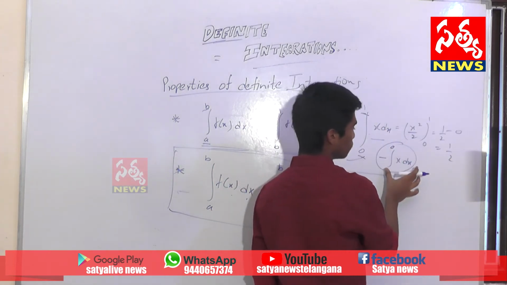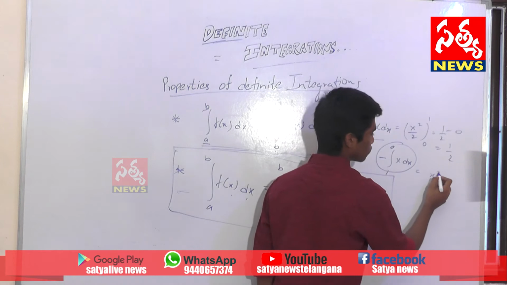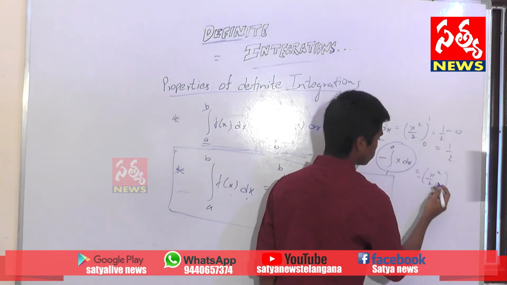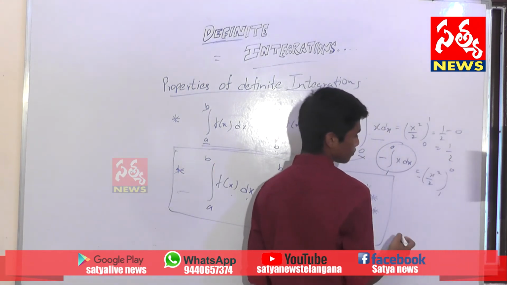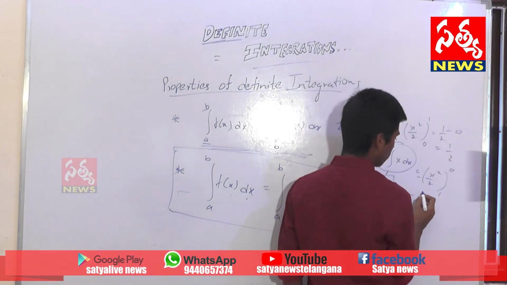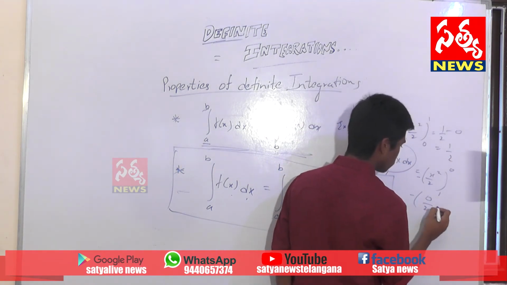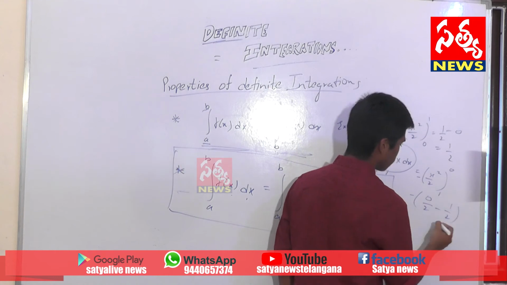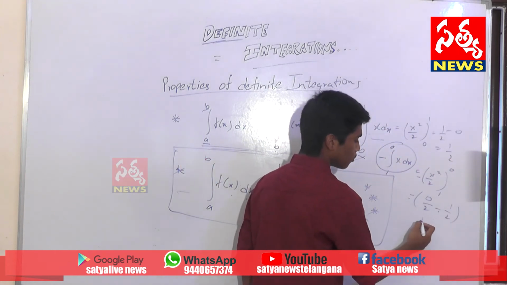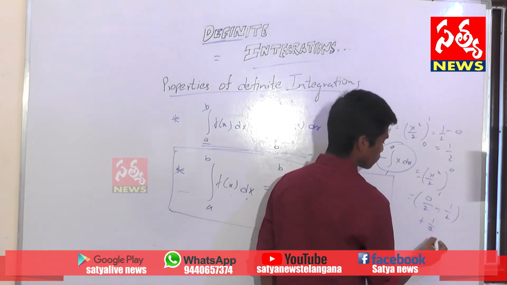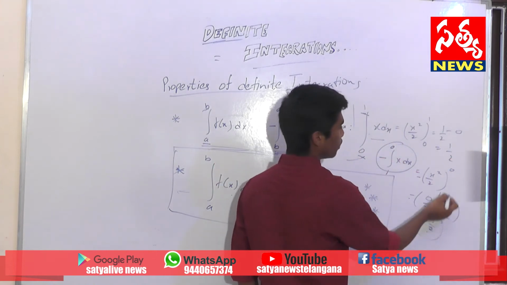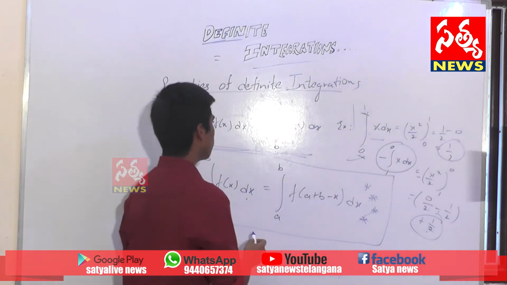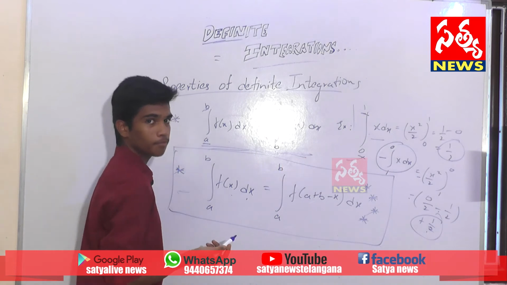Forget about this and do this. x square by 2, minus 1 to 0. Applying the limits, minus of 1 by 2. Here minus of minus, we get plus. So we got the same answer, 1 by 2, 1 by 2. Nothing but these both are same.